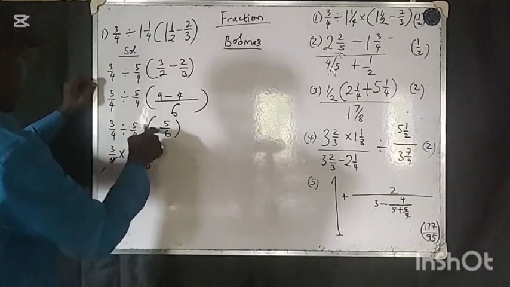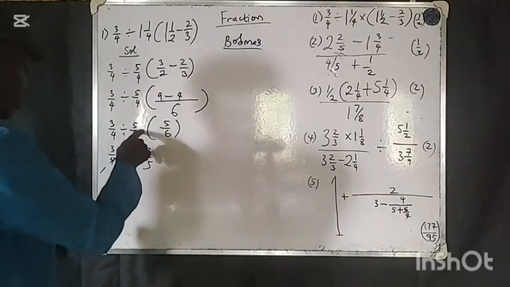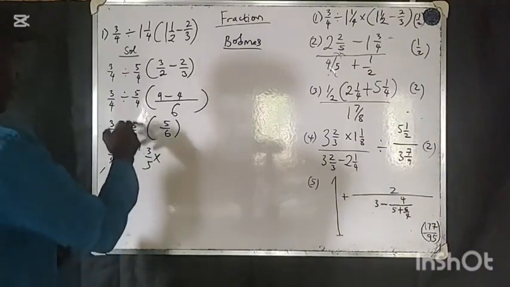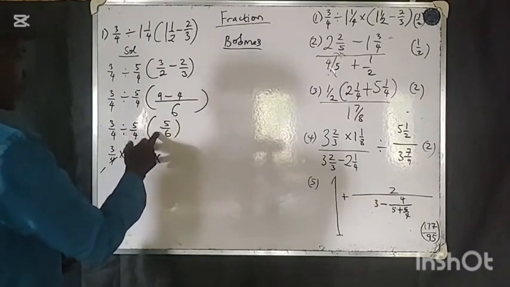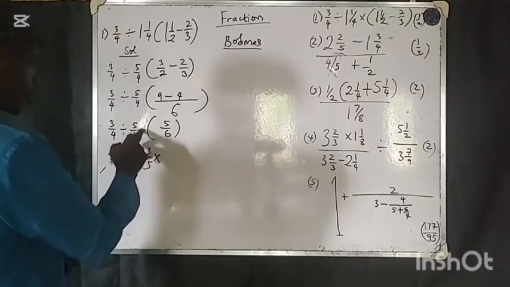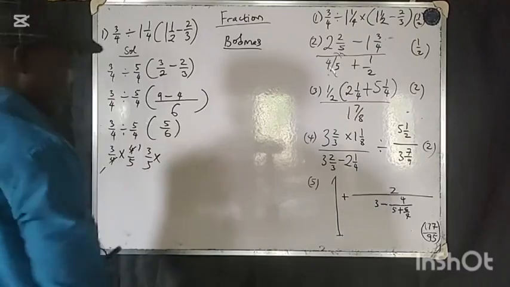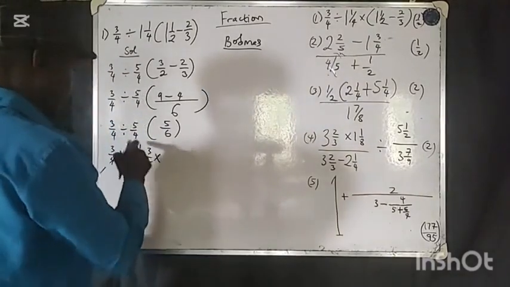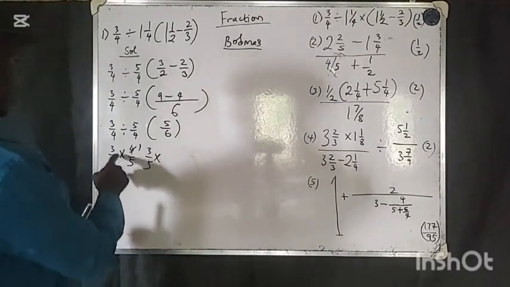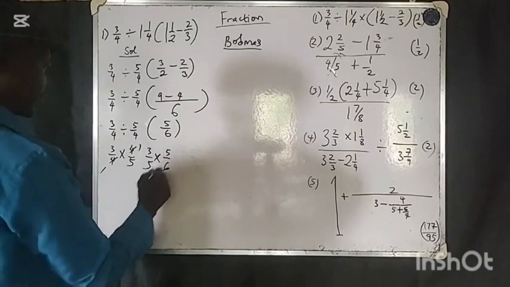Between this fraction and this bracket, there is no plus, there is no minus. And since there is no plus or minus, in that case, we will introduce multiplication. When you have any number and a bracket next, and there is no plus or minus between the number and the bracket, you introduce multiplication. That means you have to multiply the number and whatever is inside the bracket. Here we are left with 3 over 5 times 5 over 6.